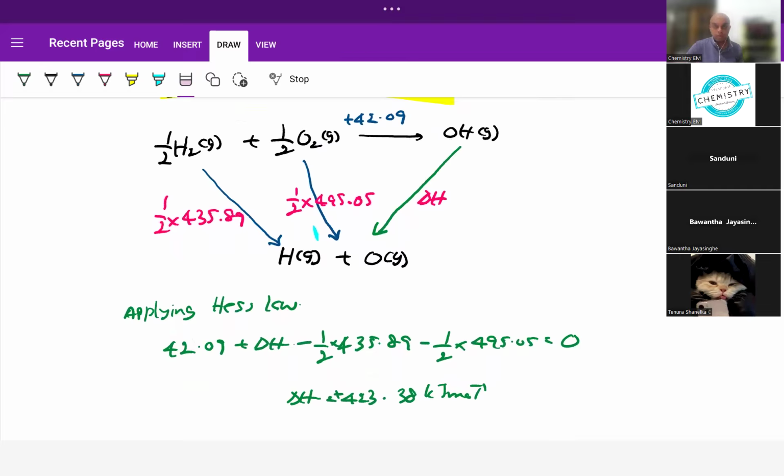I hope this is clear for everybody. Yeah, I'm going to take this down and get the final answer. I haven't done the calculation part, so it's up to you to do the calculation part, okay?